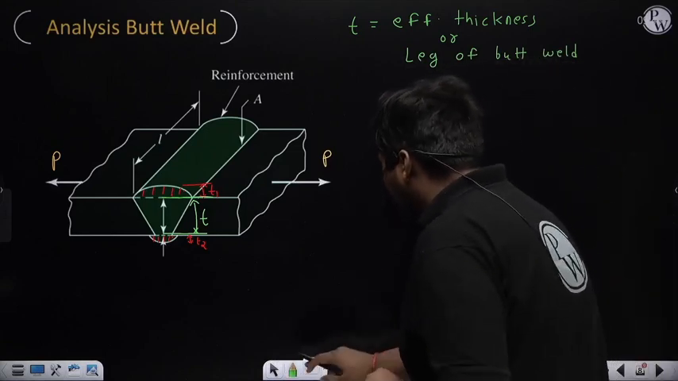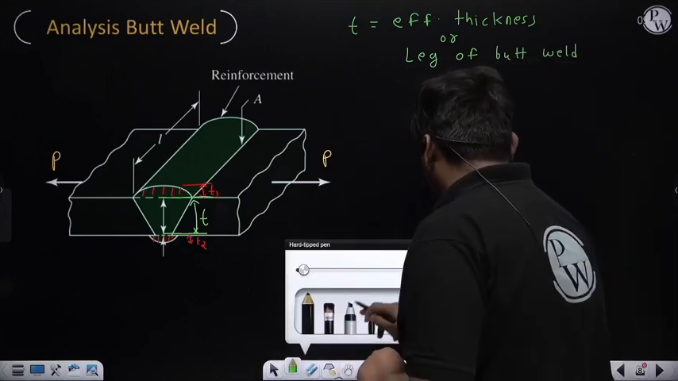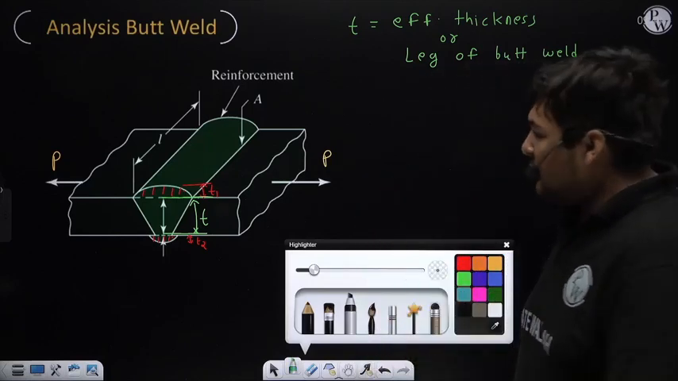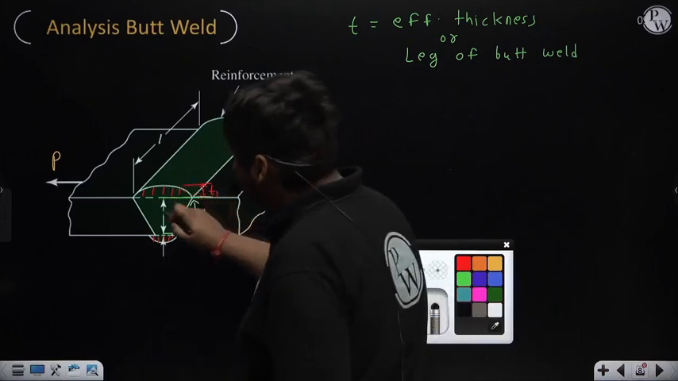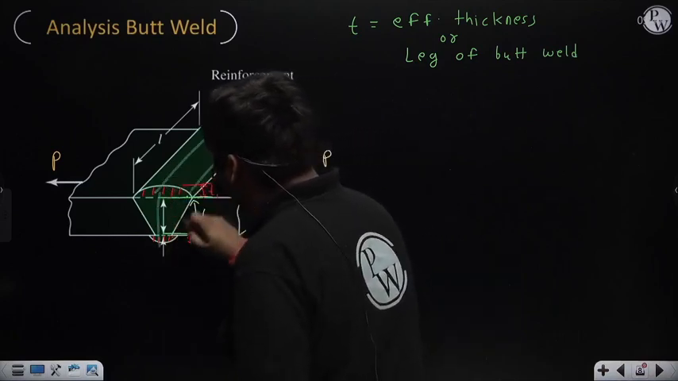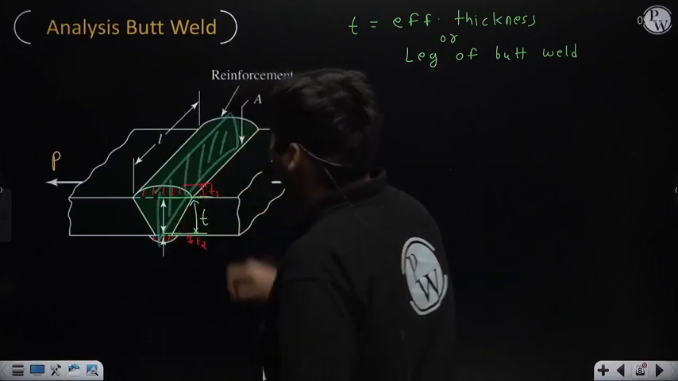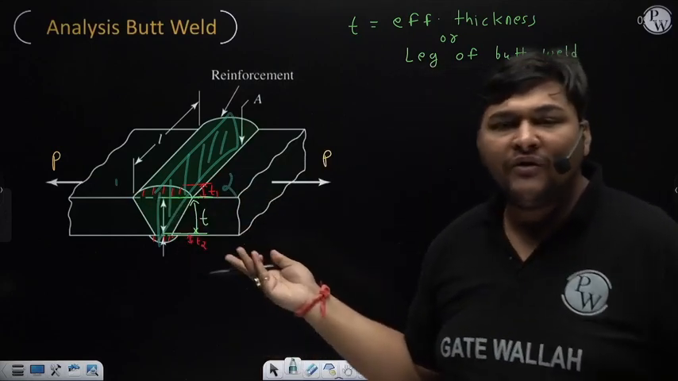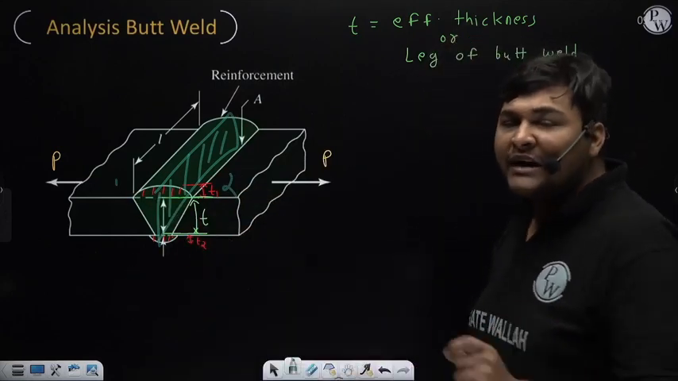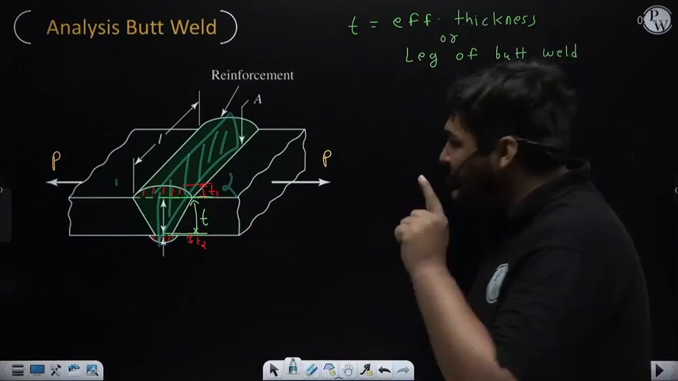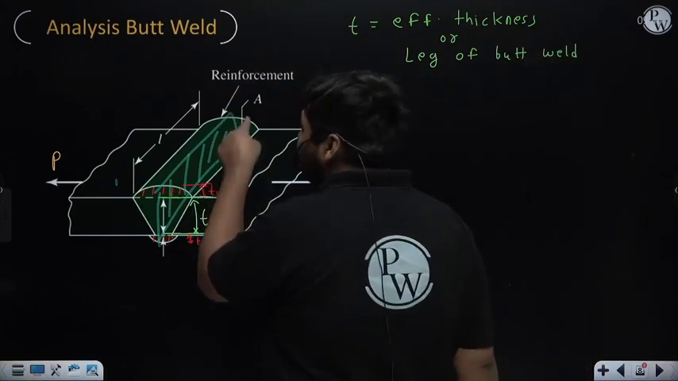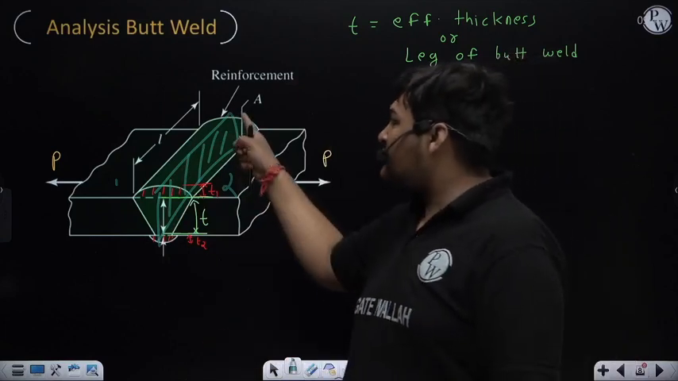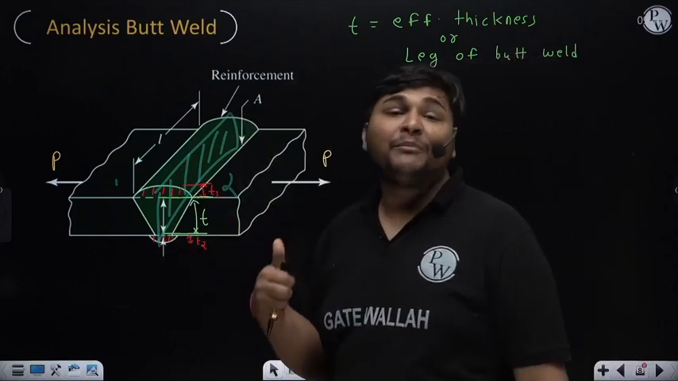In butt weld we always calculate stress in the plane which is along the length. Suppose this butt weld breaks along this plane, then plates 1 and 2 will get separated, which means this joint will fail. If we want that this joint should not fail, that is, the butt weld should not break along the plane, then the stress induced in this plane should be less than the permissible stress.